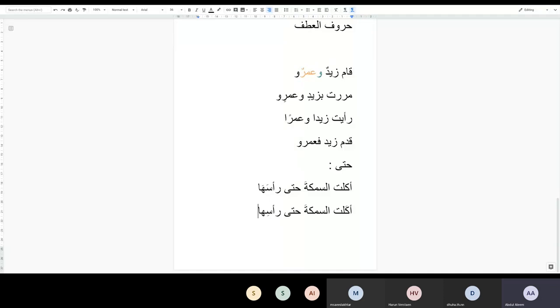Now hatta becomes a harfu jar. It means I ate the fish up until its head. Yani I did not eat the head. Akaltu samakata hatta ra'siha. I stopped near the head. So after hatta, it is jar because it is harfu jar. Depending on the context, the meaning and the function of hatta can vary. That is why he said hatta fi ba'd al-mawadi'.